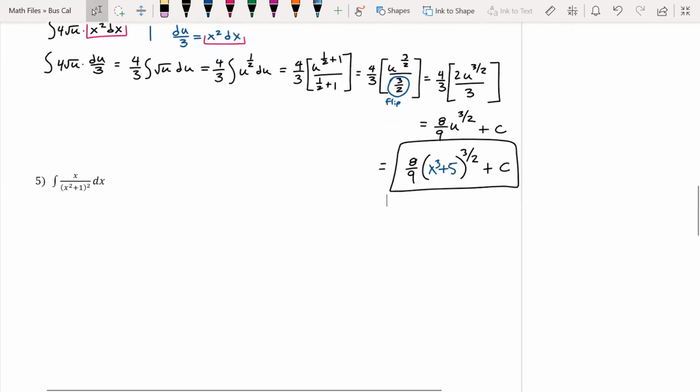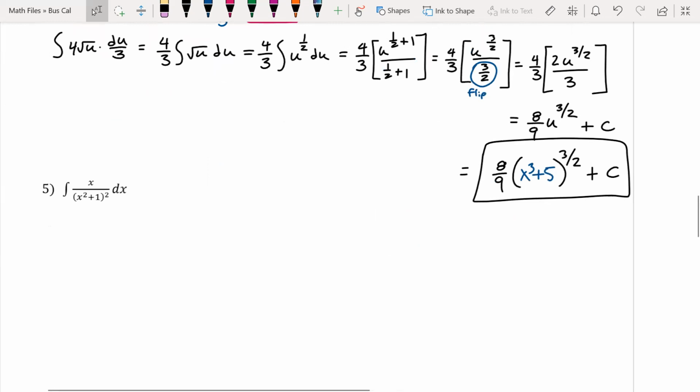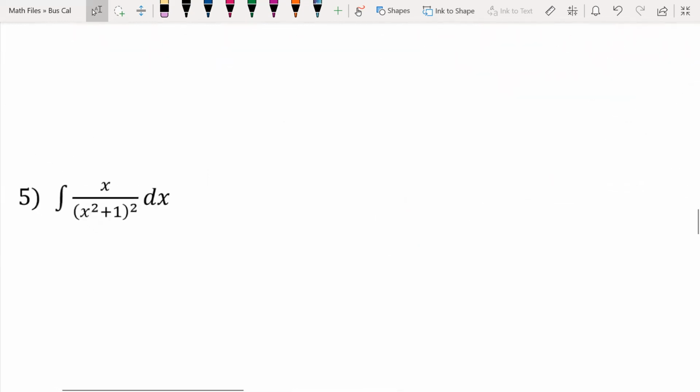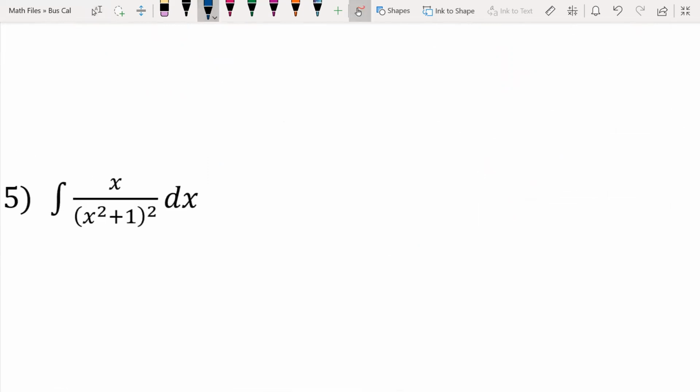Next one, number 5: the integral of x over x squared plus 1 squared. Here, of course, the most complicated part looks like the x squared plus 1. So for my sub, I'm going to have u equals x squared plus 1.